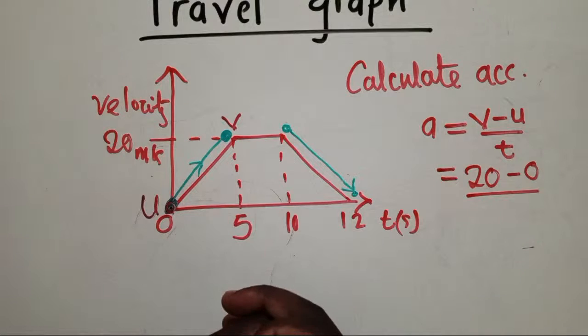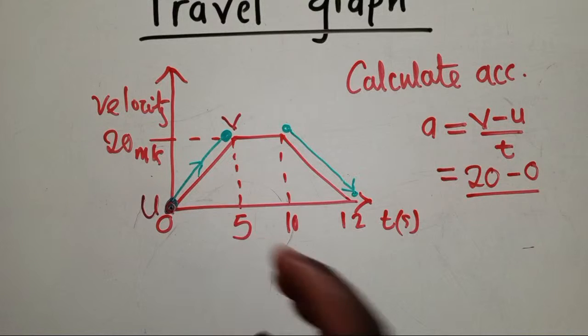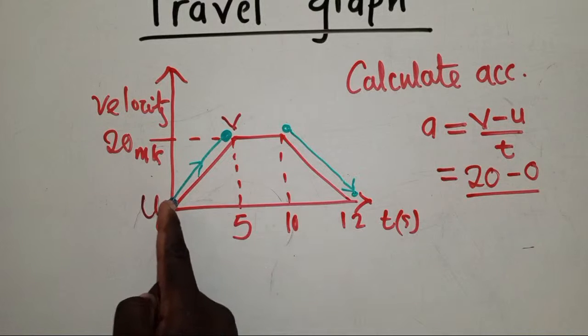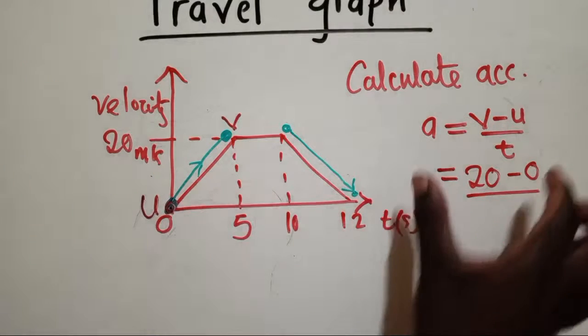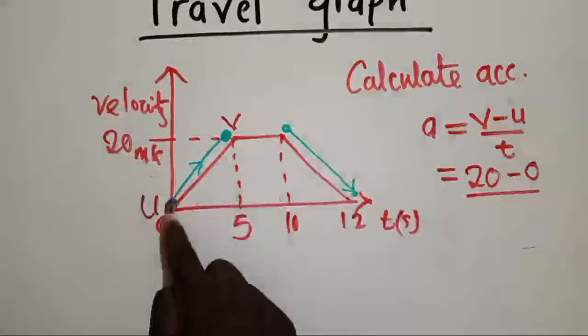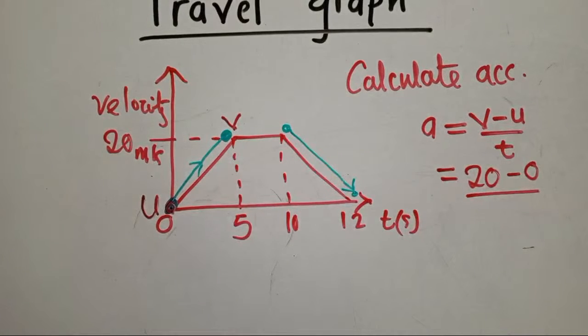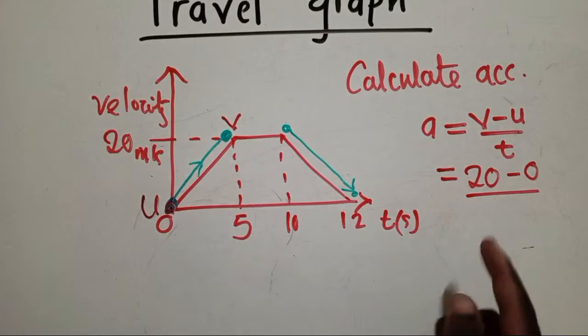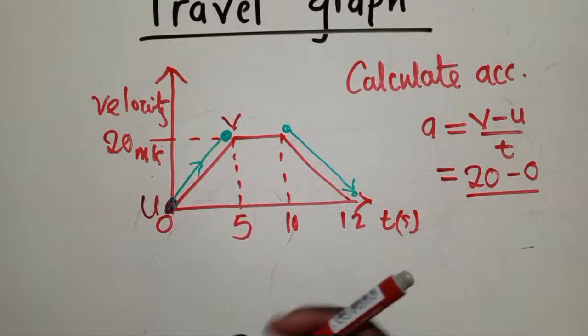Sir, where did you get u? Oh, u is where it's starting from. That's initial here. So this is just a formula. U is initial, v is the final. Okay. So now, once you do that, you go to time.